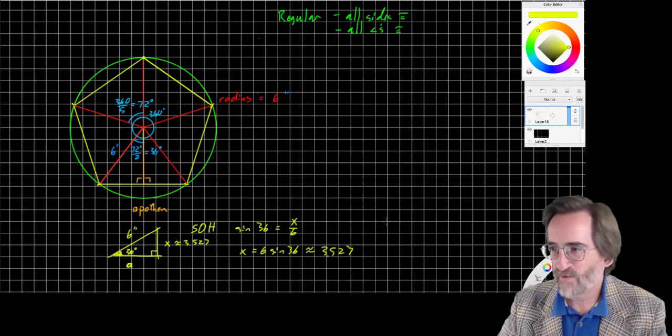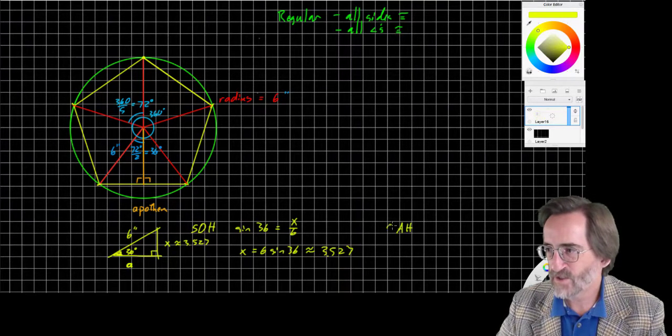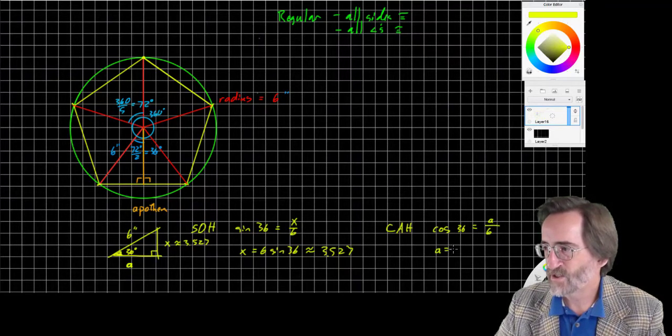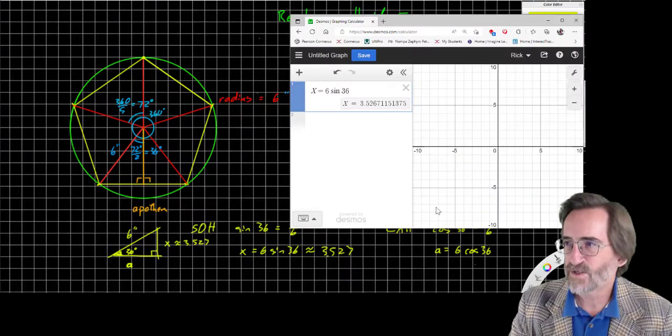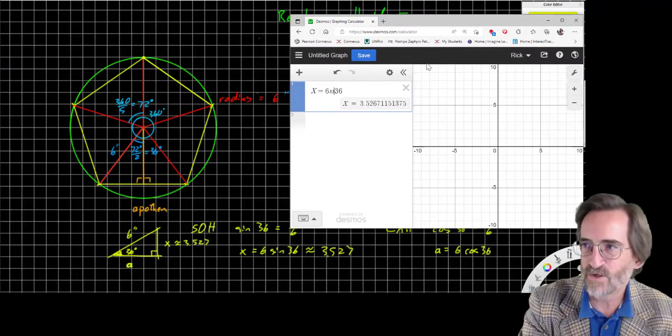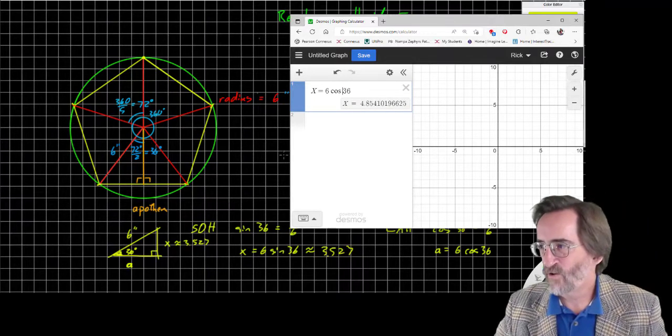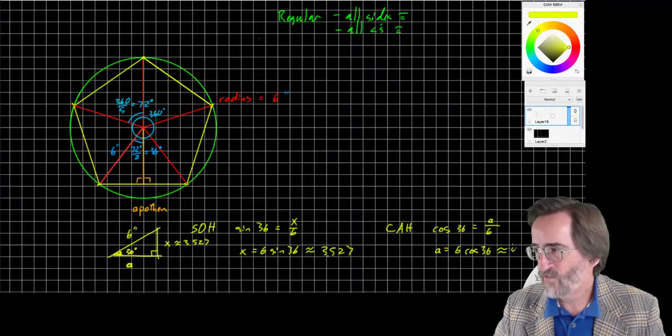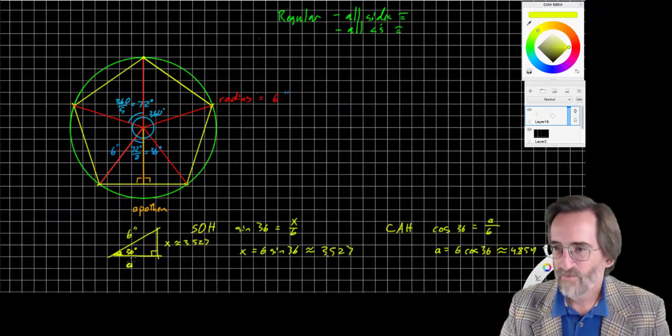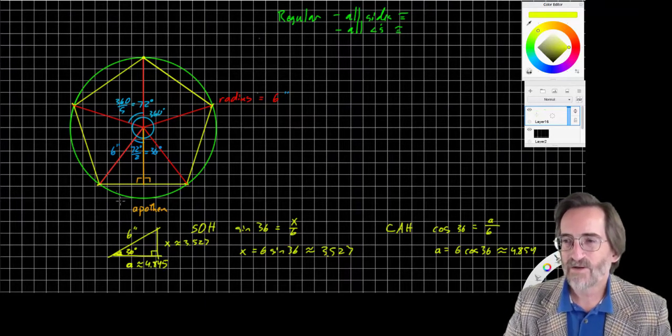That's adjacent over hypotenuse, right? Adjacent over hypotenuse is cosine. So cosine of 36 is adjacent over hypotenuse. Multiply both sides by 6, and adjacent is 6 cosine 36. I'm just going to change the sine to a cosine. And I get 4.854.